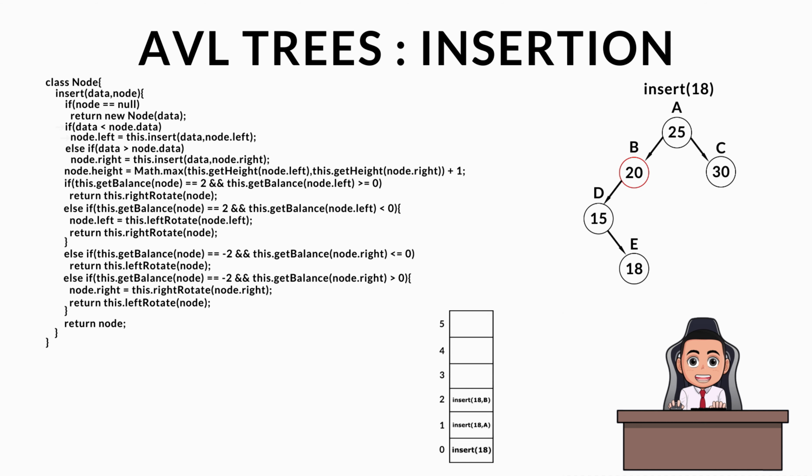Getting returned to our previous insert method, we saved node 15 as the left child of 20 and continue executing the code. Getting the height now, node 20 has a height of 2. So getting the balance factor of 20, it has a balance factor of 2. Which means this tree is height unbalanced.